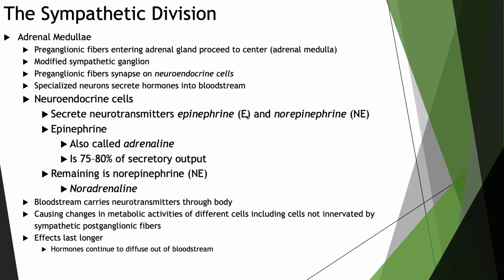The bloodstream carries the neurotransmitters throughout the body, where they cause changes in the metabolic activities of many different cells. The effects resemble those produced by the stimulation of sympathetic postganglionic fibers. They differ, however, in two respects. One, the cells are not innervated by sympathetic postganglionic fibers. And two, the effects last much longer than those produced by direct sympathetic innervation, because the hormones continue to diffuse out of the bloodstream for an extended period of time.